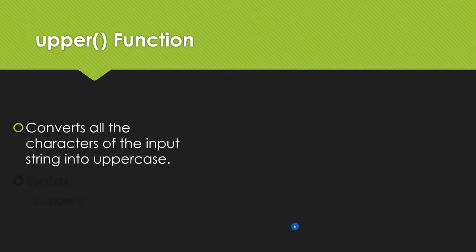Next we are going to see the upper function. As the lower function converts all the characters from uppercase to lowercase, the upper function converts the characters from lowercase to uppercase. Suppose the user enters the text in uppercase, that will be displayed as it is. The syntax for this is a dot upper, with open and close brackets. Whenever you are using this, open and close brackets are very important. If you miss them, you will get an error message. A is a variable. You can use any kind of variable, that's your wish.